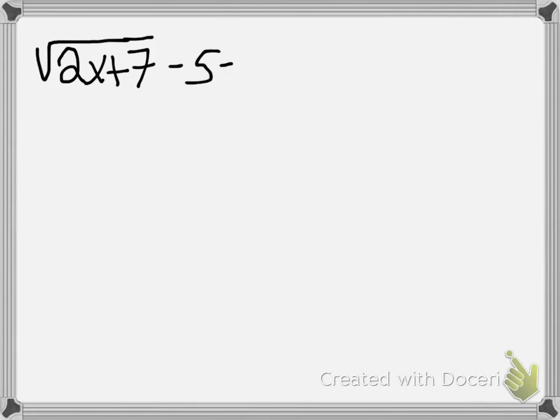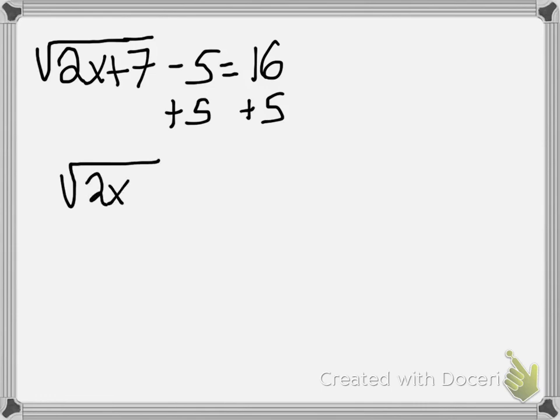Alright, so let's take a look at number 14. On number 14, we have the square root of 2x plus 7 minus 5 equals 16. Well, remember, the first step is to get the radical by itself, so I'm going to go ahead and add 5. So I now have the square root of 2x plus 7 equaling 21.